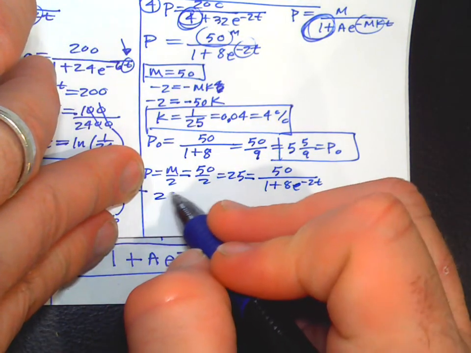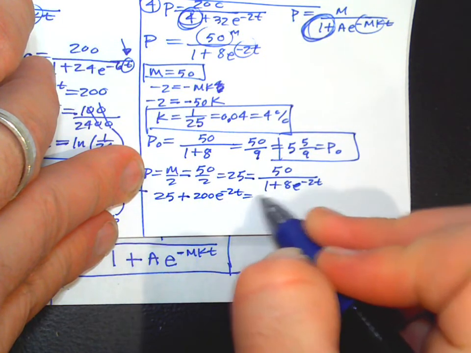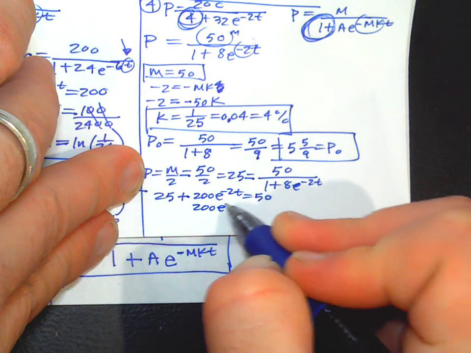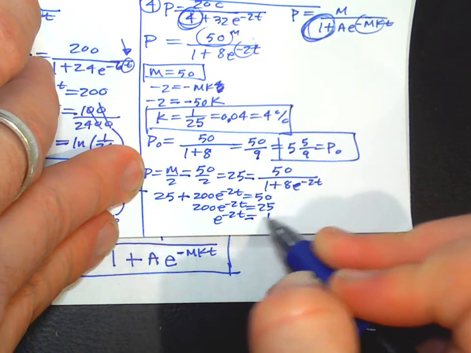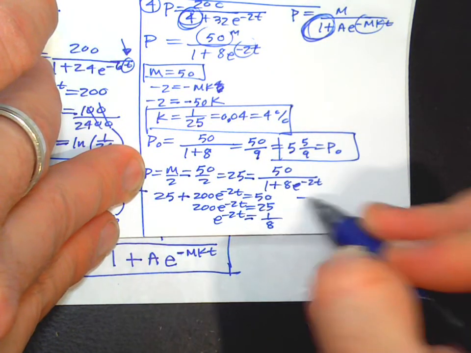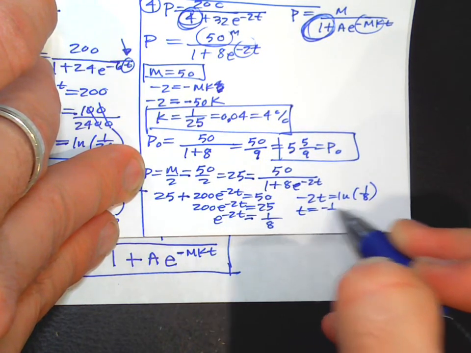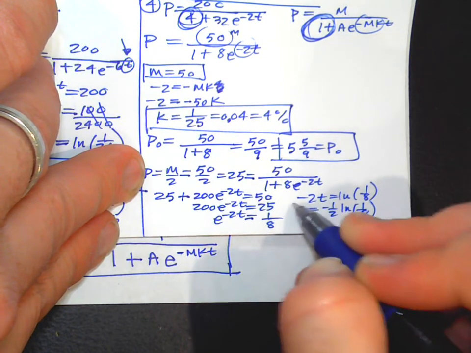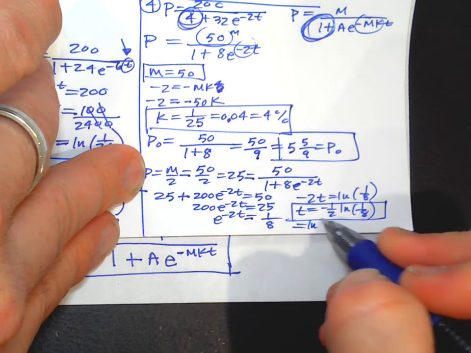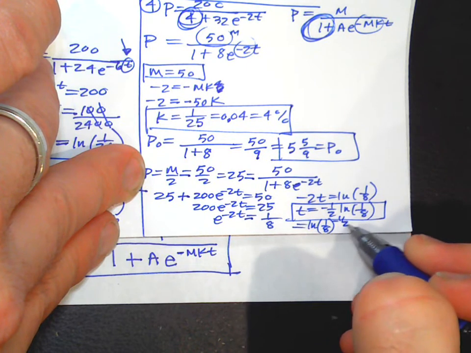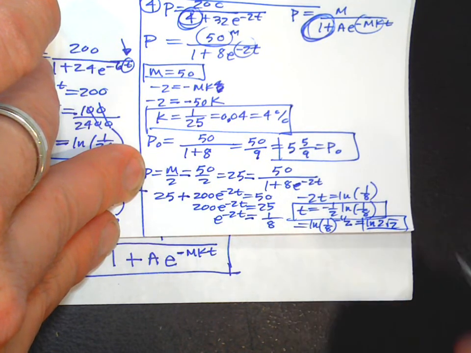So we're going to get 25 plus 200 e to the negative 2t equals 50. 200 e to the negative 2t equals 25. You can divide both sides by 200. You're going to get 1 over 8. You can take the natural log of both sides, and you get negative 2t equals natural log of 1/8. And so you're going to get t equals negative 1/2 natural log of 1/8 for your time of max growth rate. Of course, you could write some other versions of this. It can be natural log of 2√2 if you really want to simplify it down.